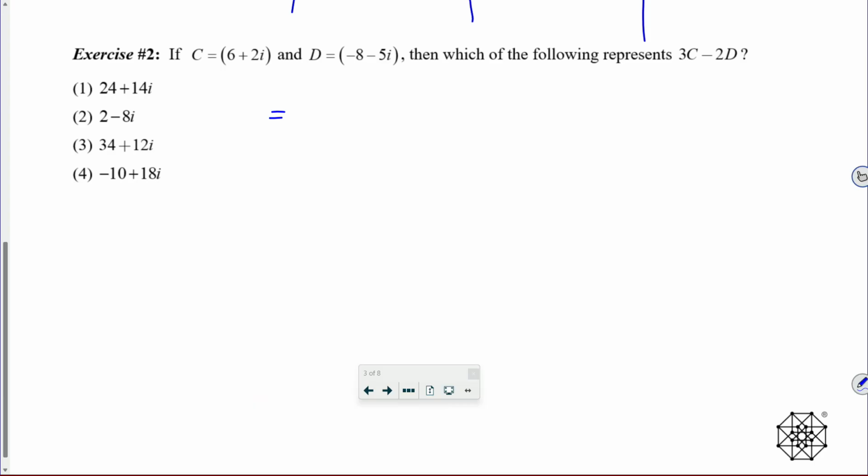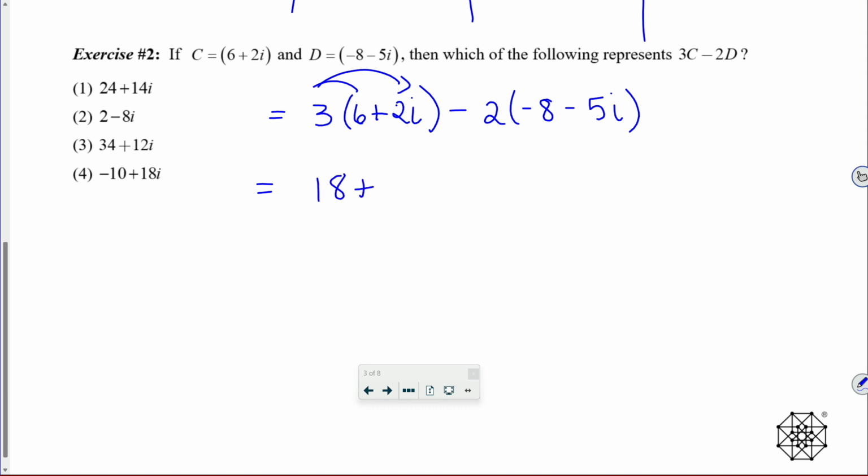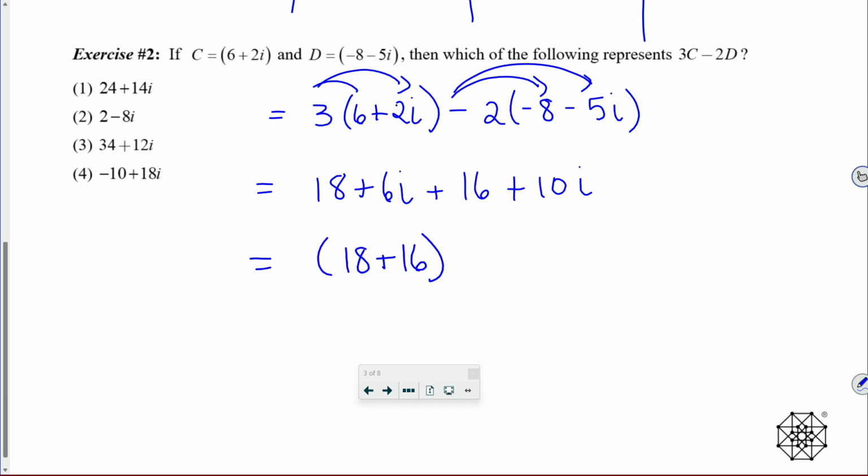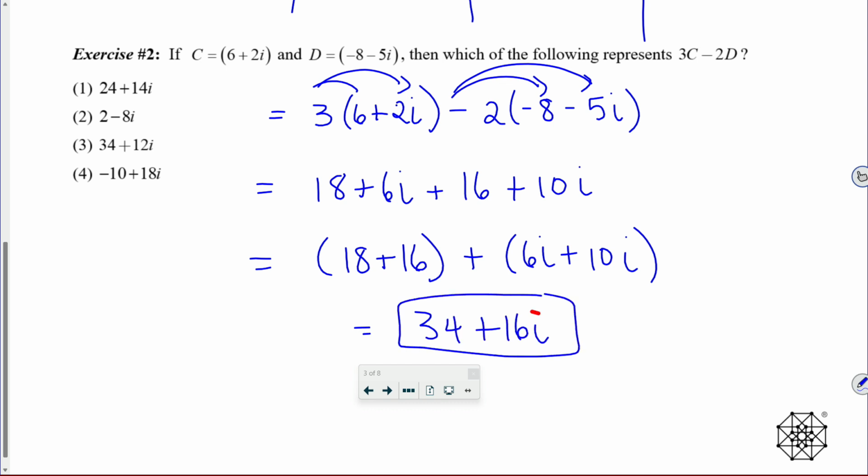So just doing a substitution, it looks like we're going to do 3 times 6 plus 2i minus 2 times negative 8 minus 5i. Distributing, we're going to get 18 plus 6i. We'll distribute that negative right away as well. Plus 16 plus 10i. Again, just grouping the real terms together. That's going to be 18 plus 16 plus 6i plus 10i. And that's going to be 34 plus 16i.